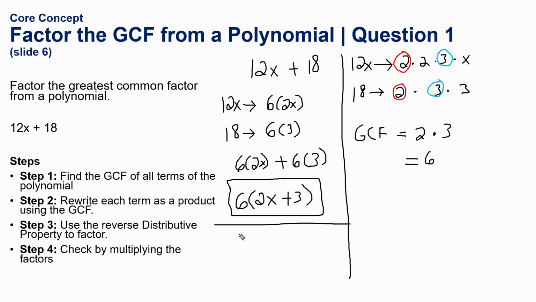So if you do this, you can multiply the 6 times the 2x. So 6 times 2x is 12x. And then you can multiply 6 times 3, which is 18. And we can confirm that 12x plus 18 is our result here.